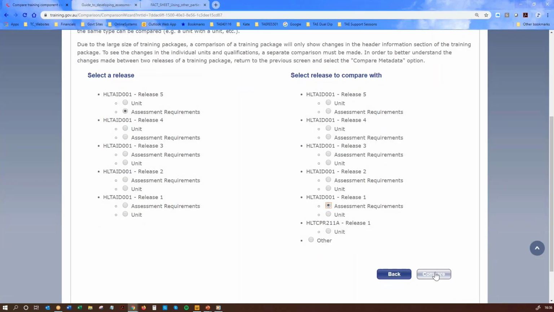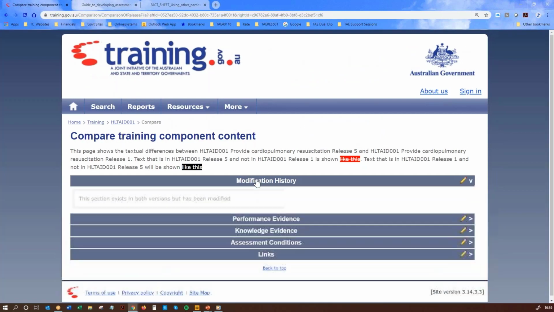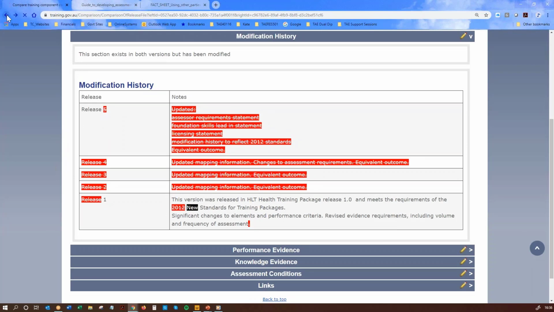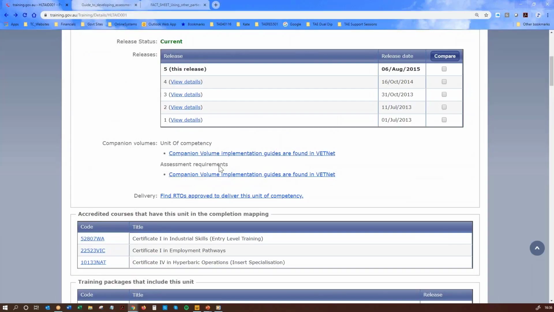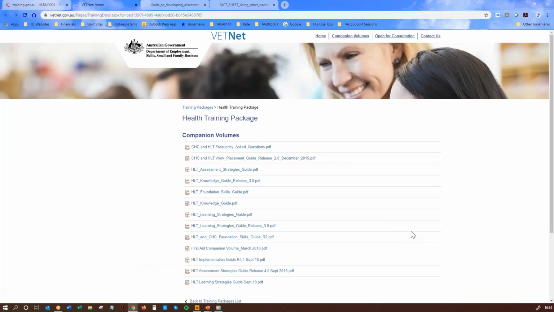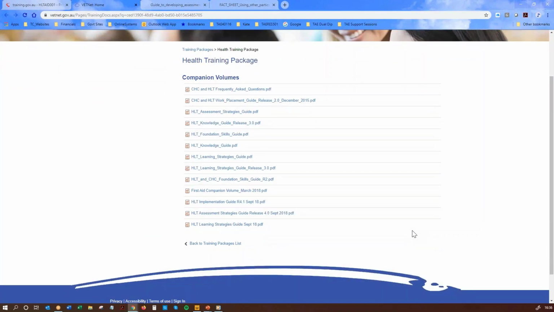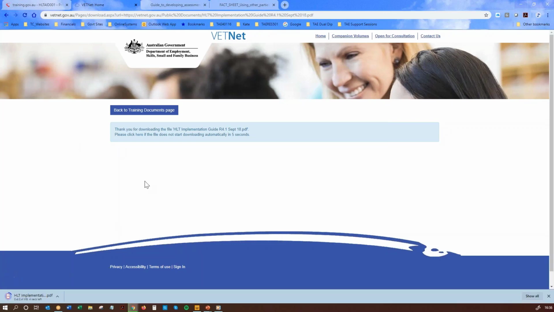And also there are companion volumes, which is an implementation guide, also found on the training package page, that will give details about what the suggestions are for implementation, and the summary of the changes. They can sometimes have details about credit arrangements. So if you've got people transitioning, so they're in the middle of completing a qualification when a training package changes, sometimes the SSO will give you a guideline about how to transition people across to the new one.